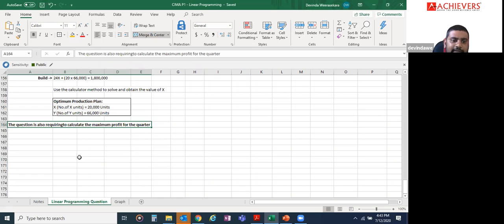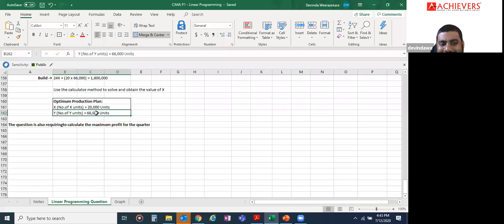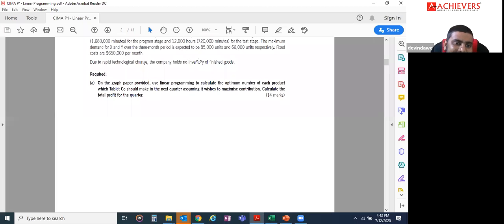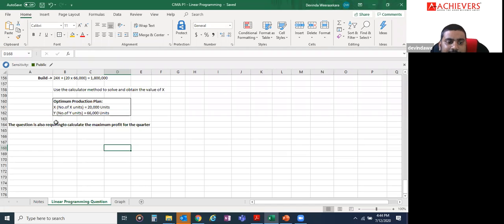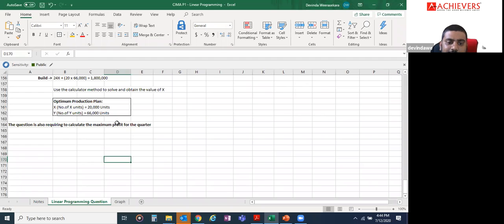Yeah. So before I do it, can you all calculate the maximum profit for the quarter? You all know how many units of X we are going to make, 20,000. How many units of Y we are going to make and sell, 66,000. You all know the contribution of 1 unit of X. You all know the contribution of 1 unit of Y. You all know how much fixed cost there is for 1 month. So calculate the maximum profit for the quarter. Do it, guys, quickly. I'll give you all a few minutes.